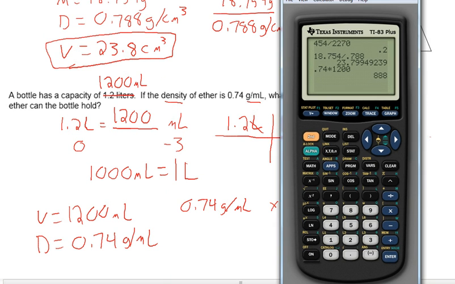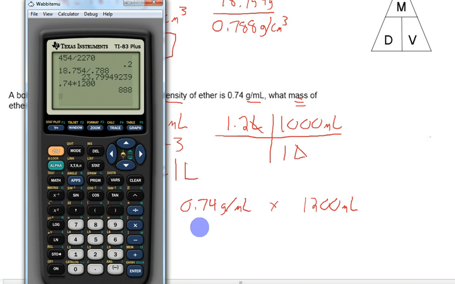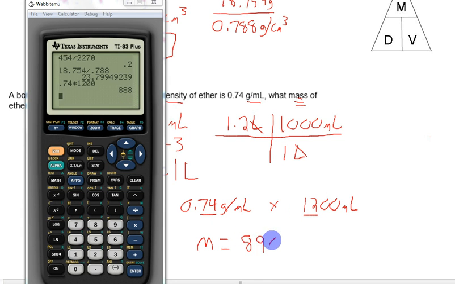And it tells us 888. We have to pay attention to the inputs that we had. 0.74 has 2 significant figures. The number 1200 has 2 significant figures. So 888 has to be rounded to 2 significant figures. That's the first, that's the second. So instead of 888, we'll have 890. And the units that we will always have for mass will be grams.